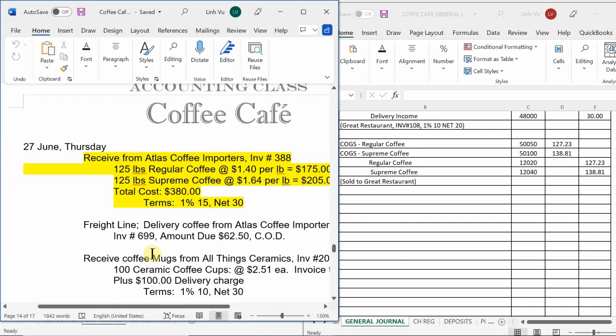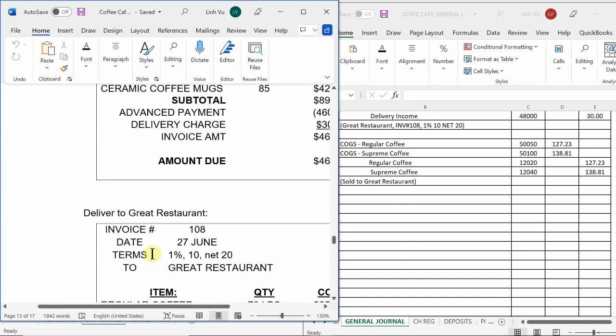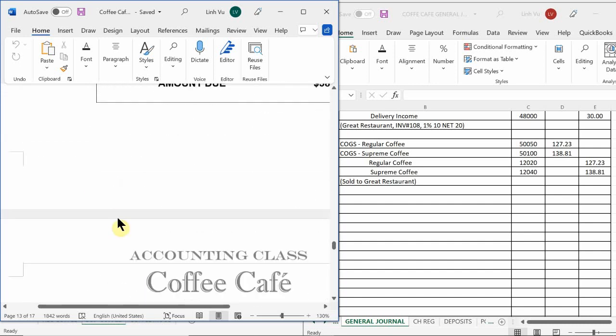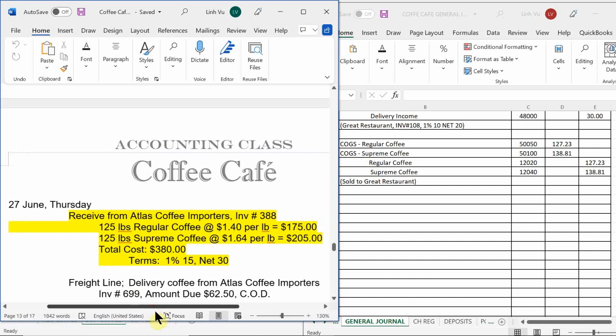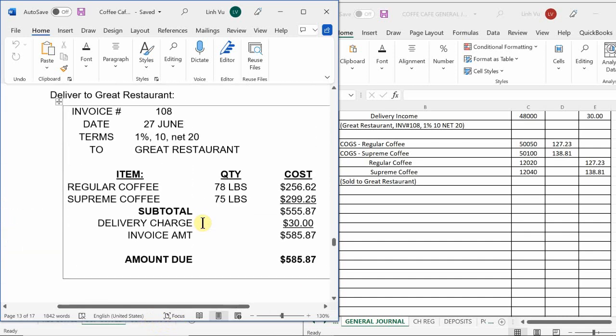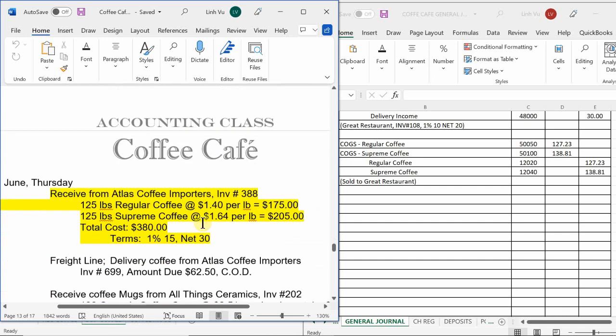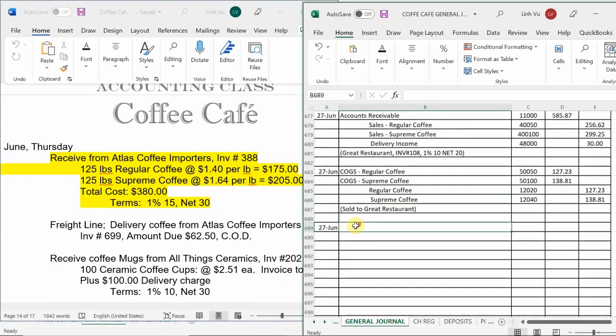Wait, give me a second. Okay, sorry. We just delivered to Great Restaurant. So this is what I was talking about, sorry. We did receive some coffee. That's what I thought. Okay, so here it is. We received some coffee. This is where we left off after delivering to Great Restaurant. So how do we journalize this?